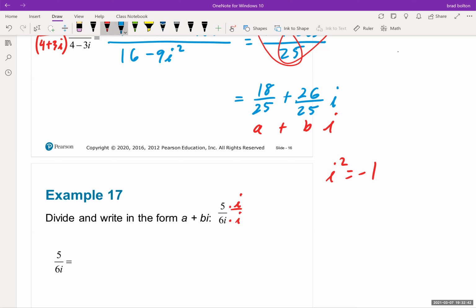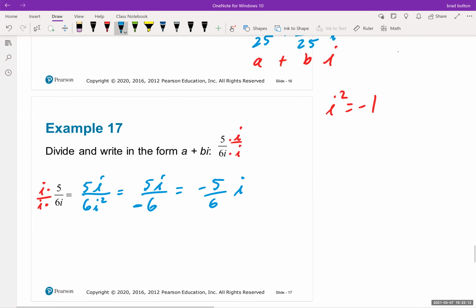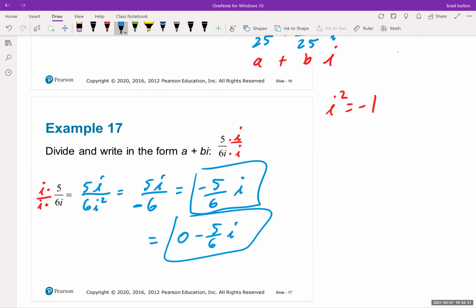So when I do that, oh, you know what, let me write it over here. Times i over times i. So when I do that, I get 5i over 6i squared, okay? But we know i squared is negative 1, so this becomes -5 over 6i. Okay, it seemed like a bunch of work just to write it in the correct form. But again, they want it in a plus bi form. So again, this is 0 minus 5 over 6i. That's the technical answer, but this is acceptable. That's in the correct form as well.